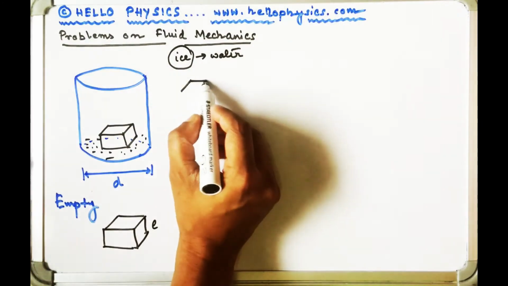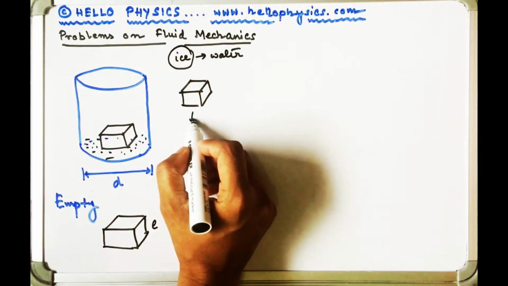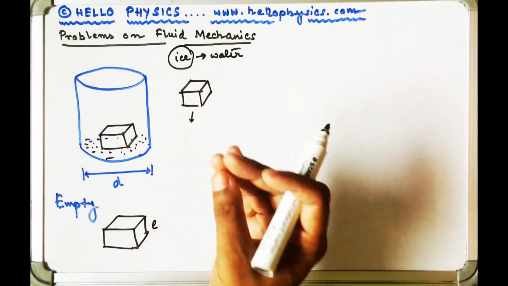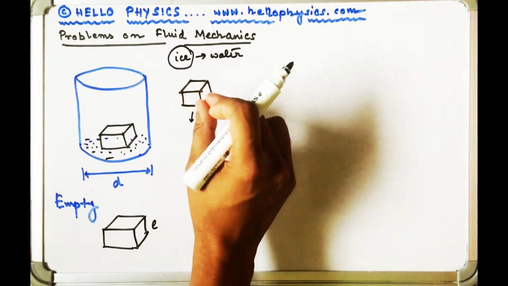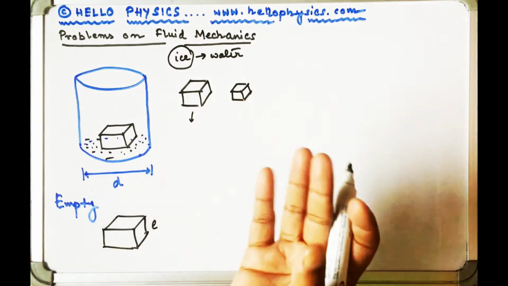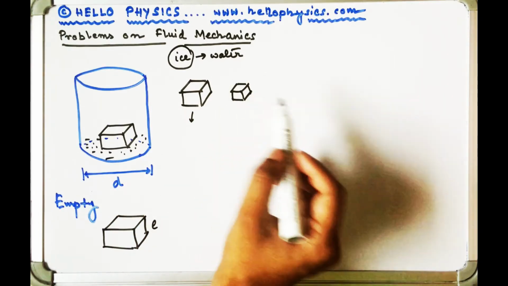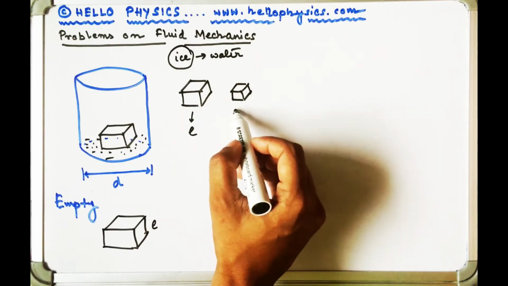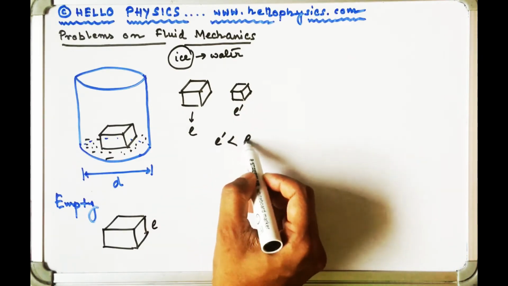Let me once again repeat. As the ice melts, it would turn into water. So the volume of the ice cube would keep on decreasing, right? Because some portion of the ice is melting into water. But as the ice cube melts, it remains a cube. Since some portion of the ice has melted, the sides of the ice cube would reduce. So let's say from initial L length, at some point of time, the ice cube has melted to a length of L dash, then L dash would be less than L.